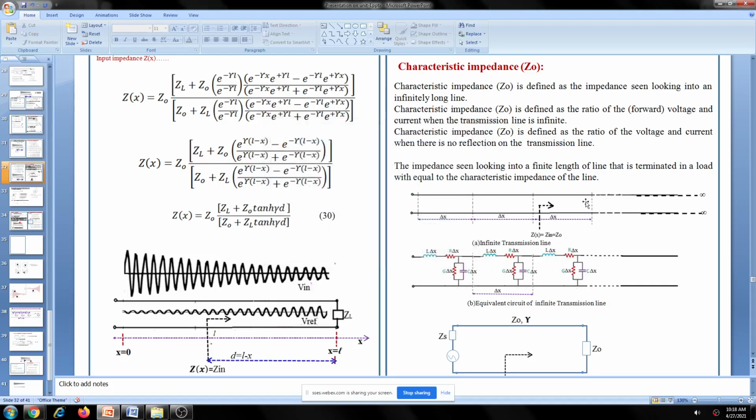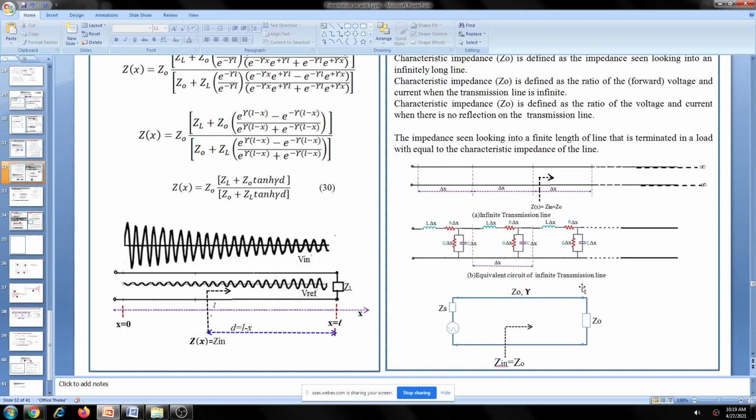So if such a line is there, with no reflected wave on that particular line, if you take the ratio of voltage to current, that is called the characteristic impedance of the transmission line. So where there is no reflection, if the line is infinite in length, then there is no reflection. On such a line, if you take the ratio of voltage and current, that gives the characteristic impedance of the line. Okay.